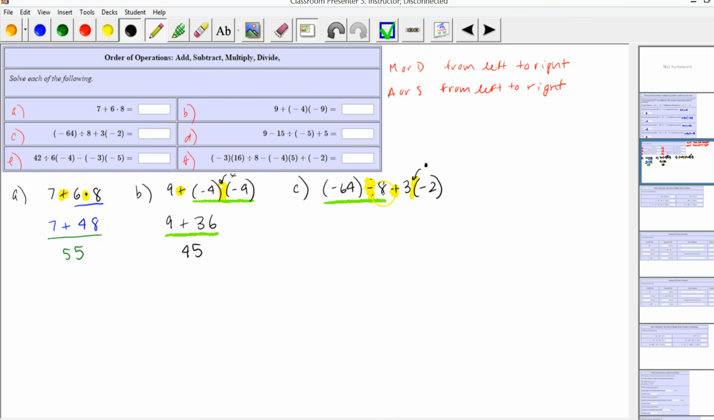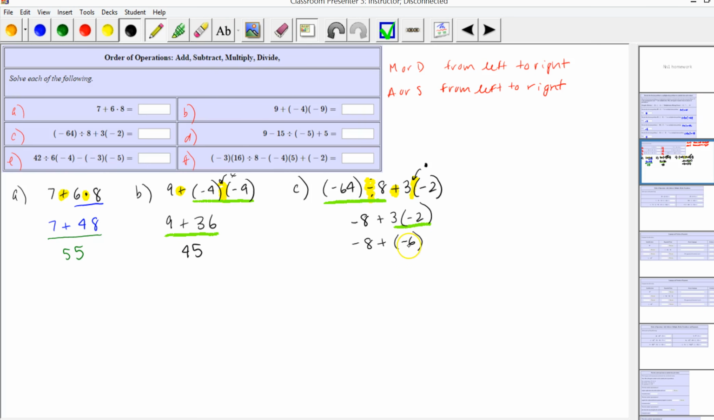-64 divided by 8, so I divide their absolute values. 64 divided by 8 is 8, and a negative divided by a positive is negative. Now copy down the rest of the problem. Every step, copy down the problem so you don't miss any pieces. And here is our multiplication, which comes next. So 3 times -2. We'll multiply their absolute values. 3 times 2 is 6. A positive times a negative is negative. So we have -8 plus -6.